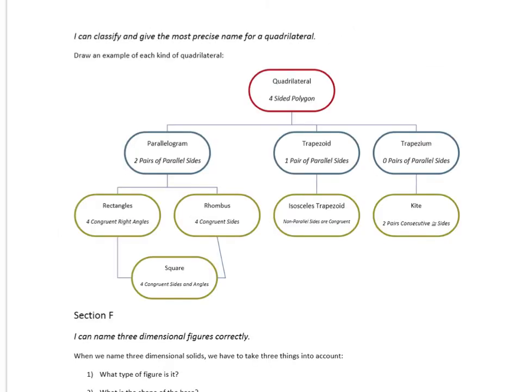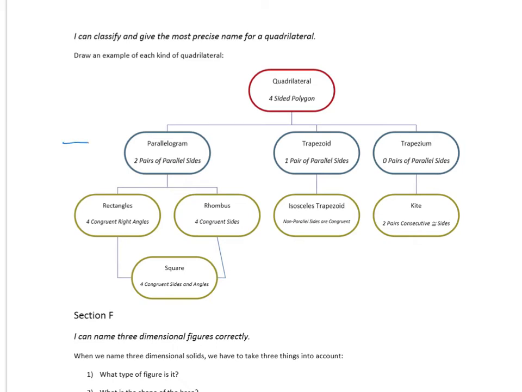The last little section here deals with classifying quadrilaterals. So quadrilateral simply means some kind of 4-sided polygon. And there are 3 basic categories of quadrilateral. We have parallelograms, which have 2 pairs of parallel sides, trapezoids, which have 1 pair of parallel sides, and trapeziums that have no pairs of parallel sides. So what I'd like you to do is to go through and draw an example of each of those. I'm going to draw one. I want you to draw a second one, so you should have 2 examples for each.